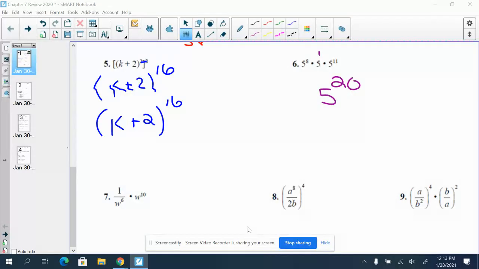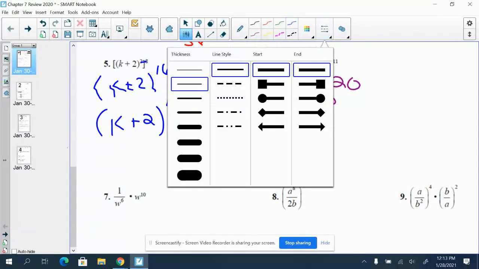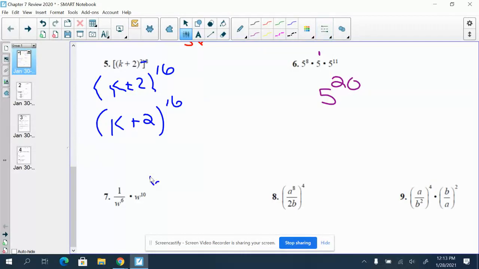You're going to have W on the top. So it's going to be W to the 10th on the top, W to the 6th on the bottom. So you just subtract. Where do you have more W's, top or bottom? Top. Good. So it's just going to be W to the 4th.